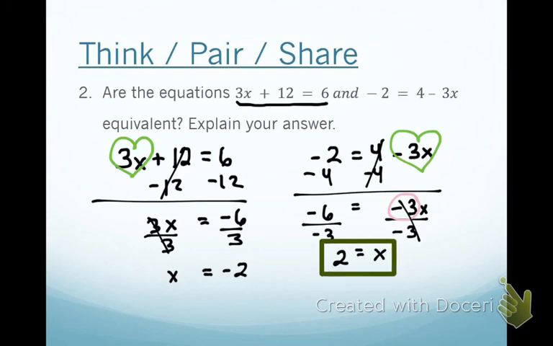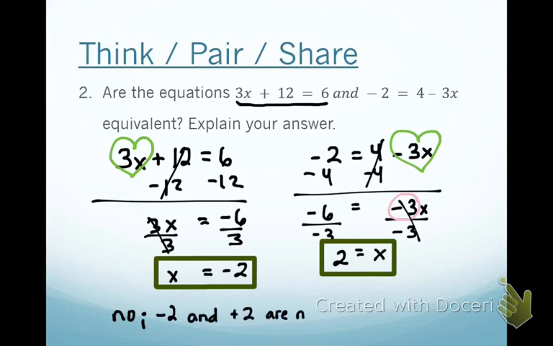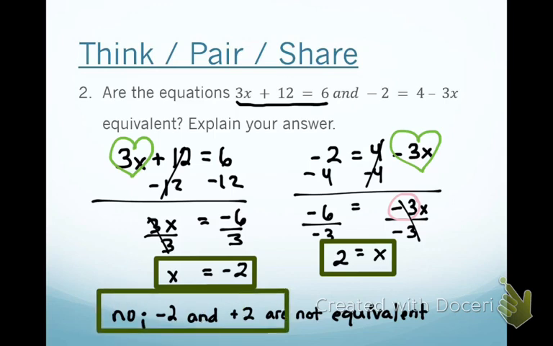So looking at that one and then looking at this one, my question is, are they equivalent? No. And then it asks you to explain. Negative 2 and positive 2 are not equivalent. So be careful, those signs can change a lot of things, okay? That is the end of this section. This is the last and final section that you will need to know for your quiz coming up on Monday over 4.1 through 4.3.